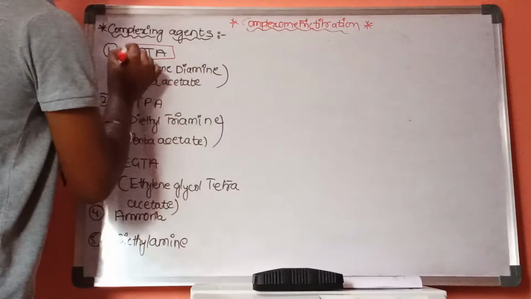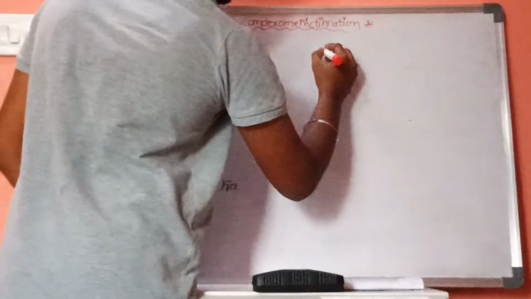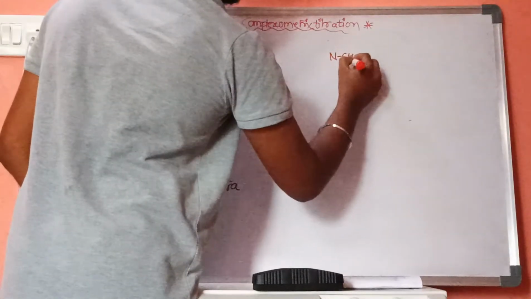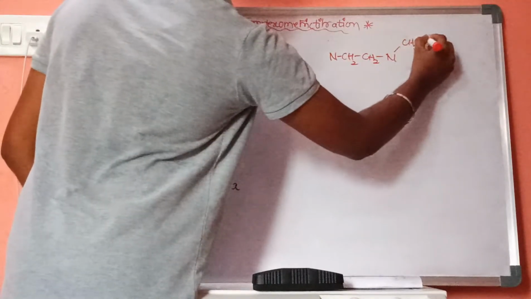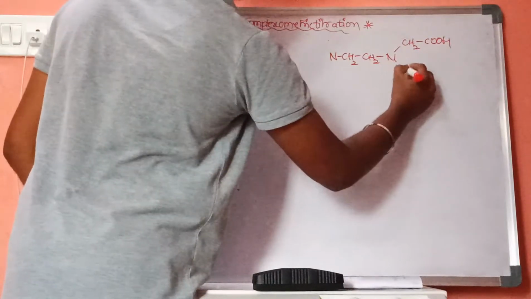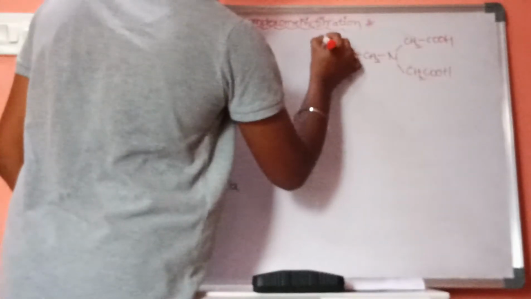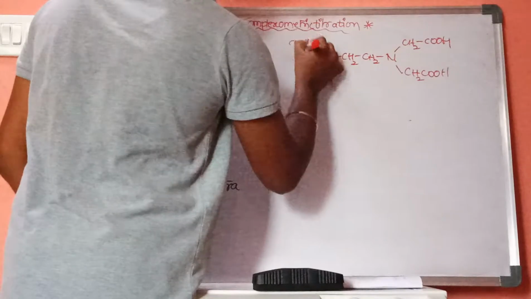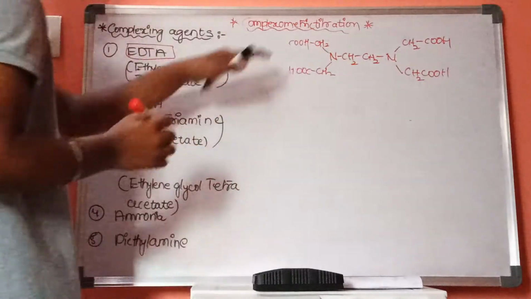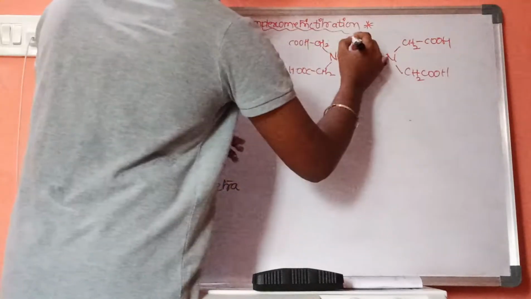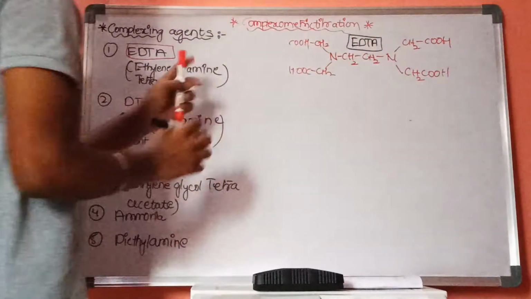Let us draw the structure of EDTA. Structure of EDTA is N, CH2 CH2 N. This is the structure of EDTA.